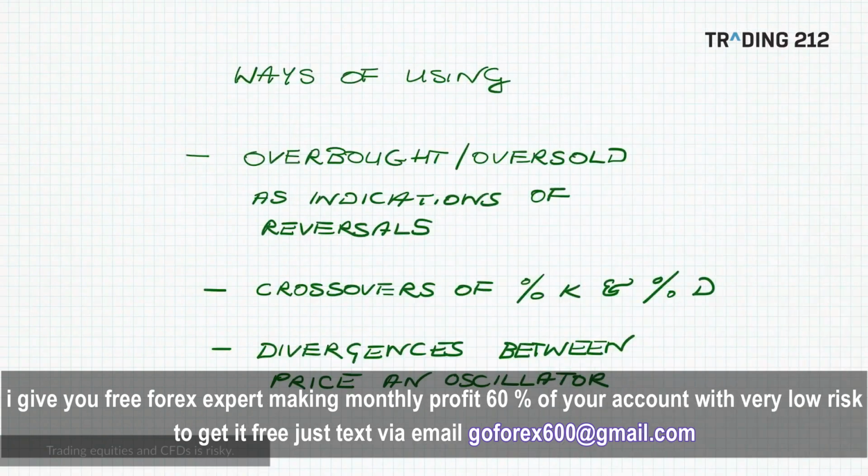And going back to this summary of those 3 ways that I've been talking about, another idea might be to use all 3 together so that you could look for overbought and oversold as your preliminary setup, and then look for a confirmation by looking for divergence between price and the oscillator, and then finally looking for a crossover of percentage K and percentage D as your final signal to trade.